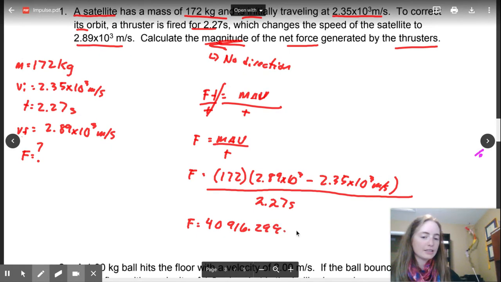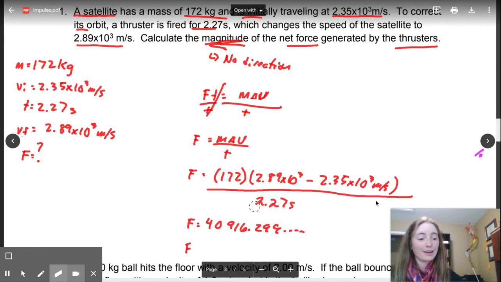40916.299... Okay. We now need to put this in the manner in which it's going to get you full points. Remember, I deduct half a point for incorrect units, half a point for incorrect sig digs, half a point if you don't have a direction when I need one. And if you give me a direction on this question, I'll take a half a point off for that too, because you can't get a direction for this question. So if you're giving a direction, you're making it up. And I can't give points for when you're making up stuff.